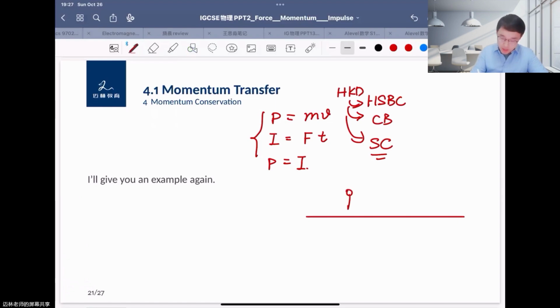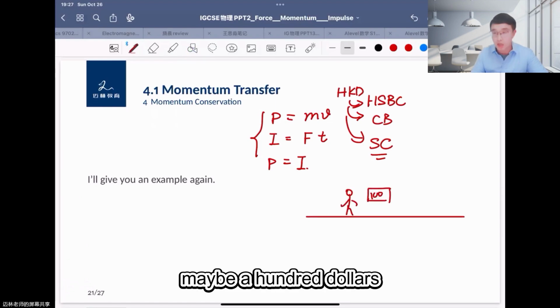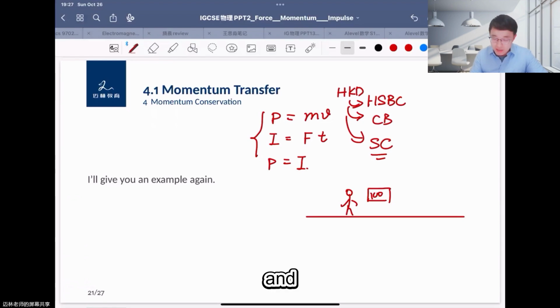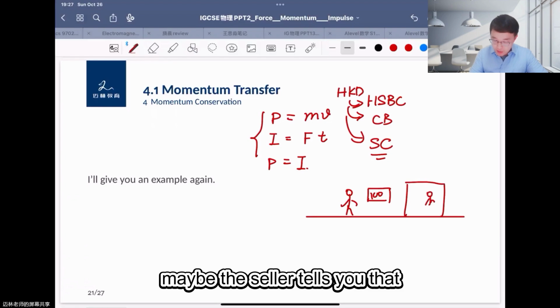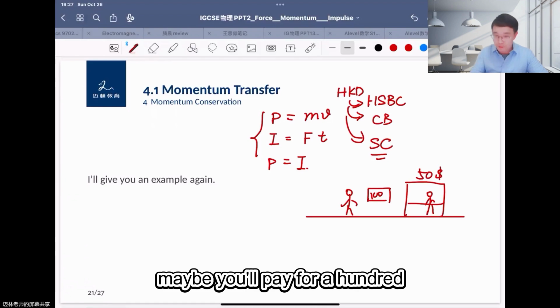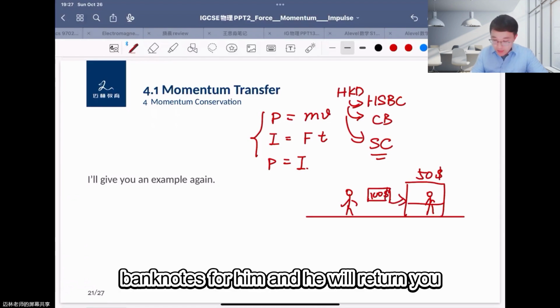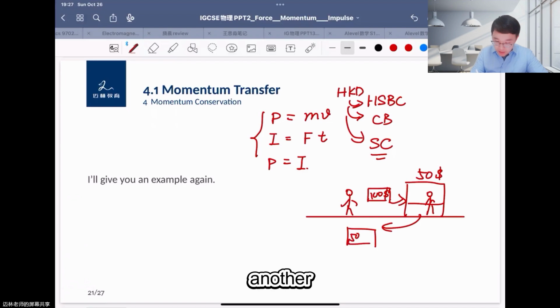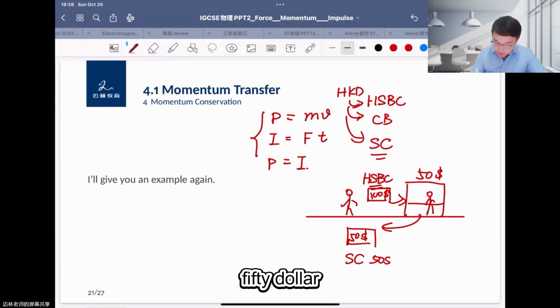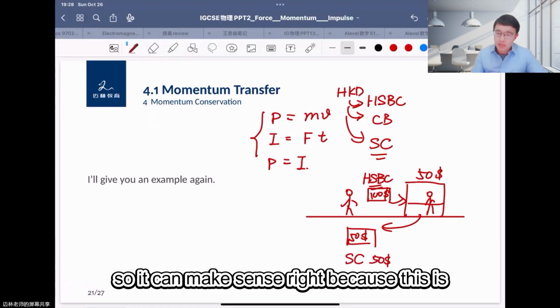One day you take maybe $100 to the restaurant and you want to buy a beef noodle, okay? And maybe the seller tells you that, okay, our noodle is $50, okay? So maybe you pay him a 100 banknote and he will return you another $50, right? So maybe you have used an HSBC 100 banknote, but he returns you maybe a Standard Chartered $50, okay, like this way. So it can make sense, right?